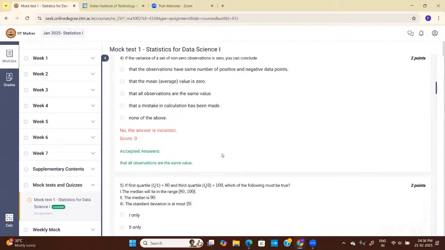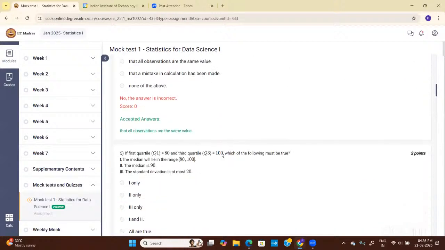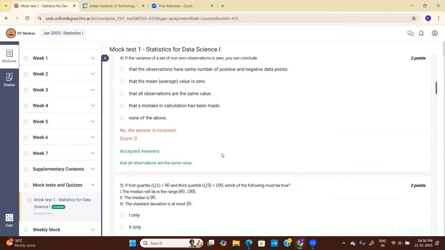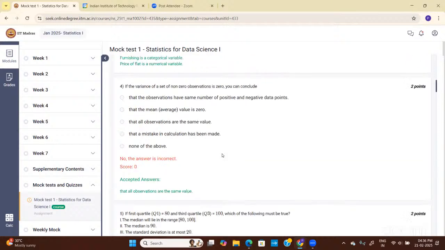Okay, so next we have the question. So, ma'am, the answer of this is that all the observations are the same values. That's all. Yes. What about the third? All the other cases won't work here. Okay.